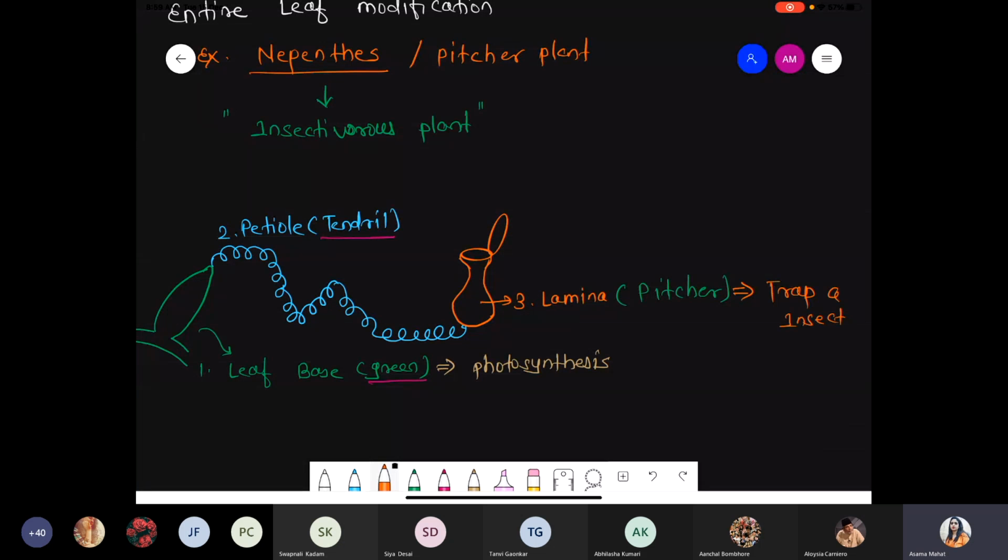And the last one is this part, number 4, which is the lid. Once the insect enters the lamina and gets inside the pitcher, the lid can easily close. So the lid is basically a leaf apex modification.